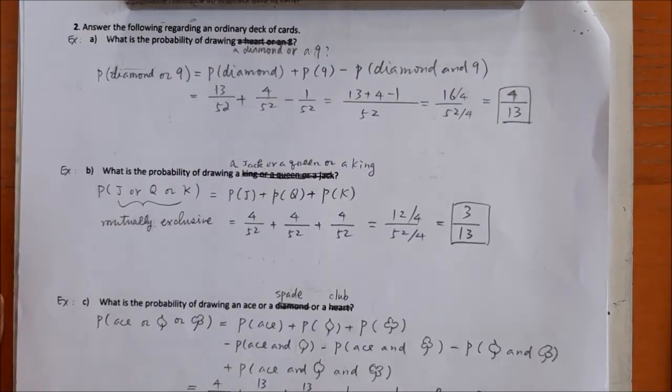Second question. Answer the following regarding an ordinary deck of cards. A. Find the probability of drawing a diamond or a number 9.